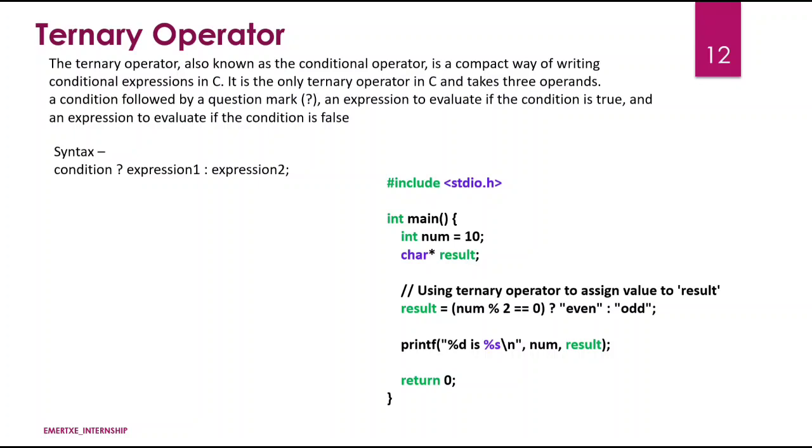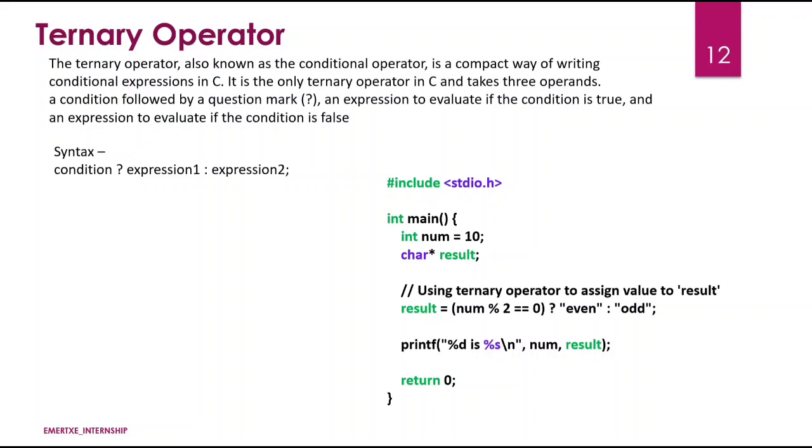So ternary operator. The ternary operator, you can also call this a conditional operator. It is a compact way of writing conditional expressions in C. It is the only ternary operator in C that takes 3 operands. So we have a condition, expression 1 and expression 2.